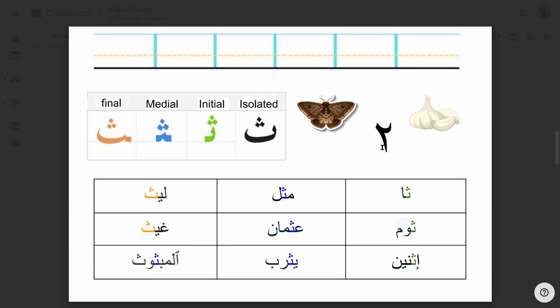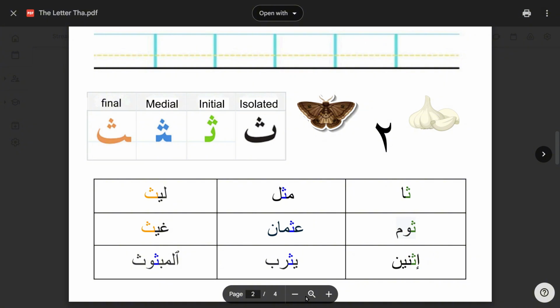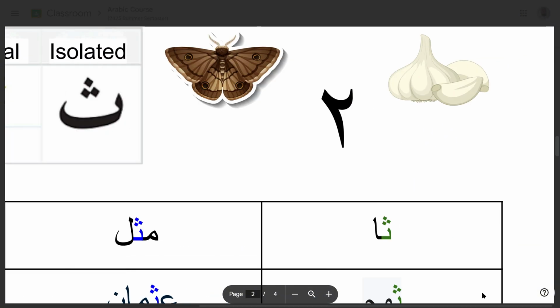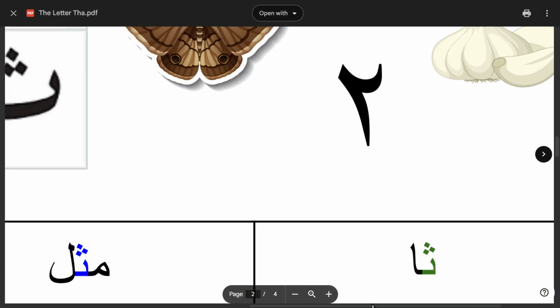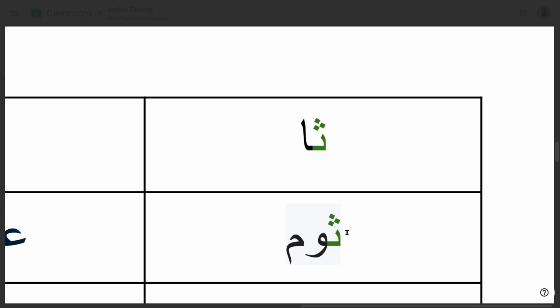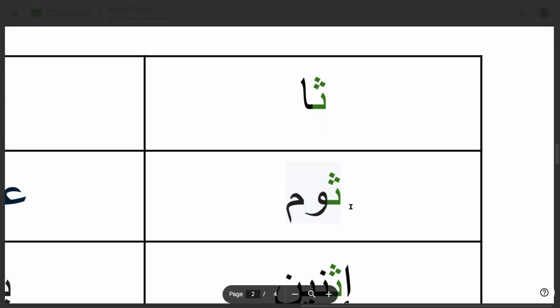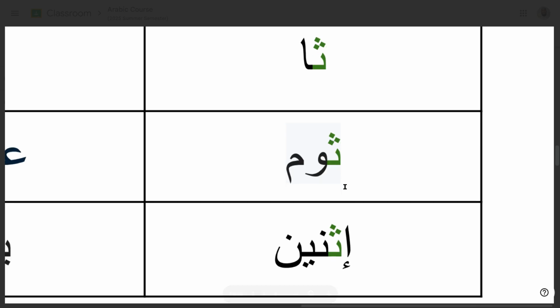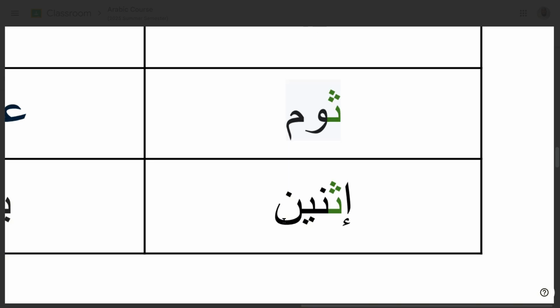There goes the moth. There goes the number 2. And there goes some garlic. Giving you guys different examples with the positions. We have tha in its initial form right here. Thum, which means garlic. Initial form here. And ithnain, which means the number 2, right here.